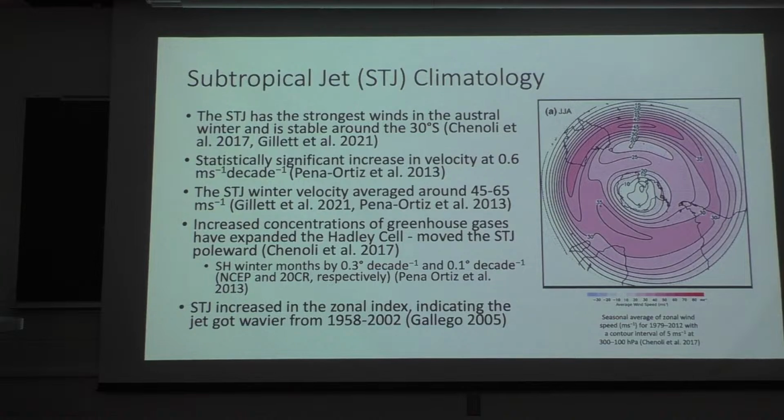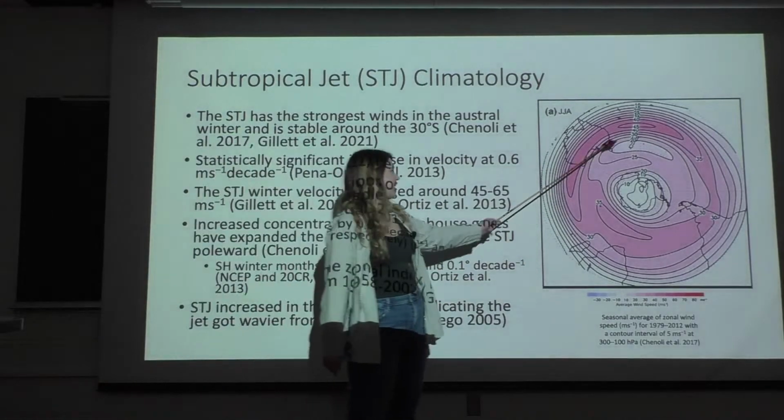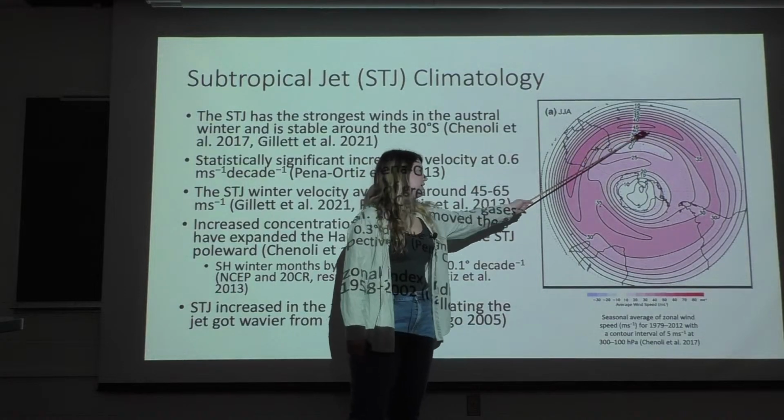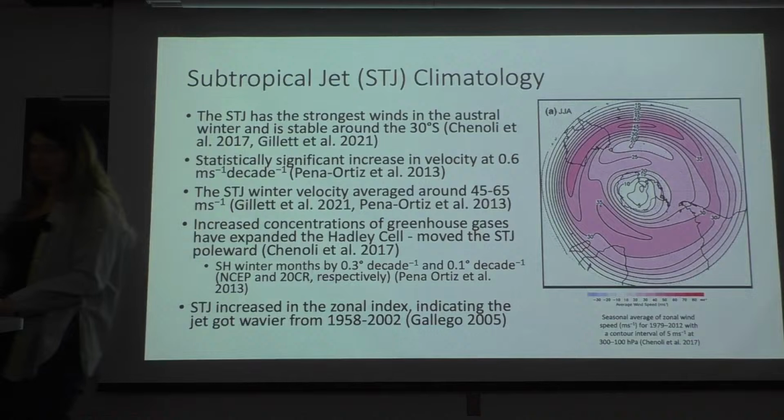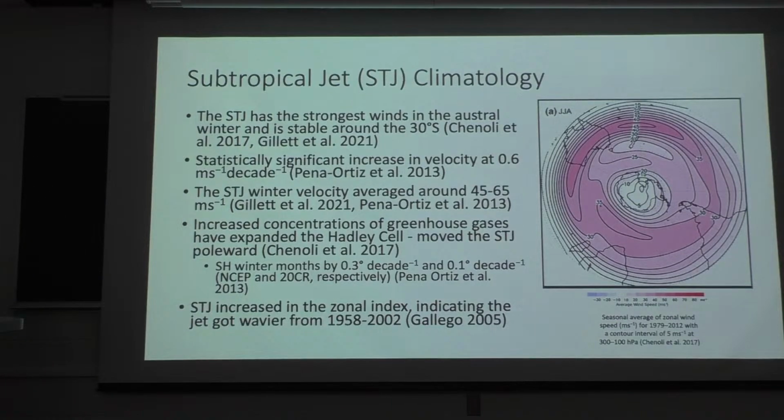The subtropical jet climatology has the strongest winds in the austral-winter and is stable around 30 degrees south. And you can see in this image here from Genoli that the strongest average zonal wind is just off the coast of Australia. And it is statistically significant, increasing: the velocity is increasing by about 0.6 meters per second per decade in the past 50 or so years, or from when the study was done.